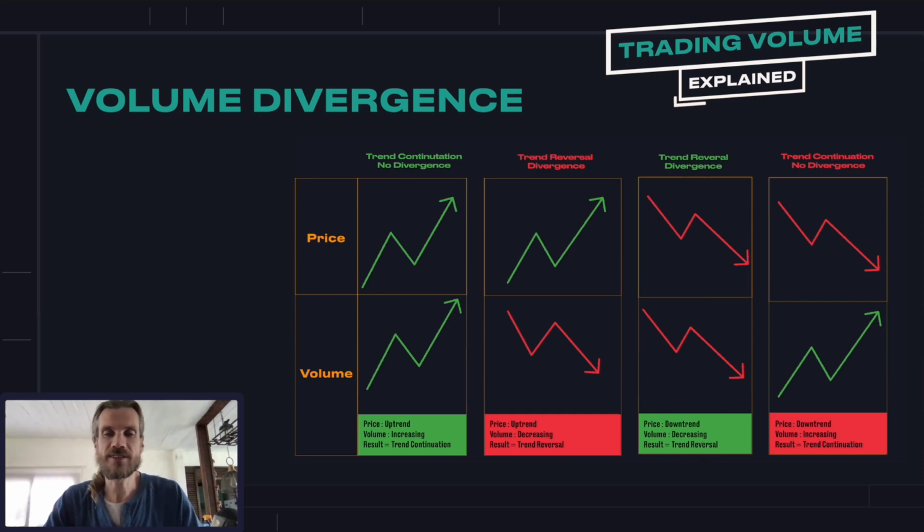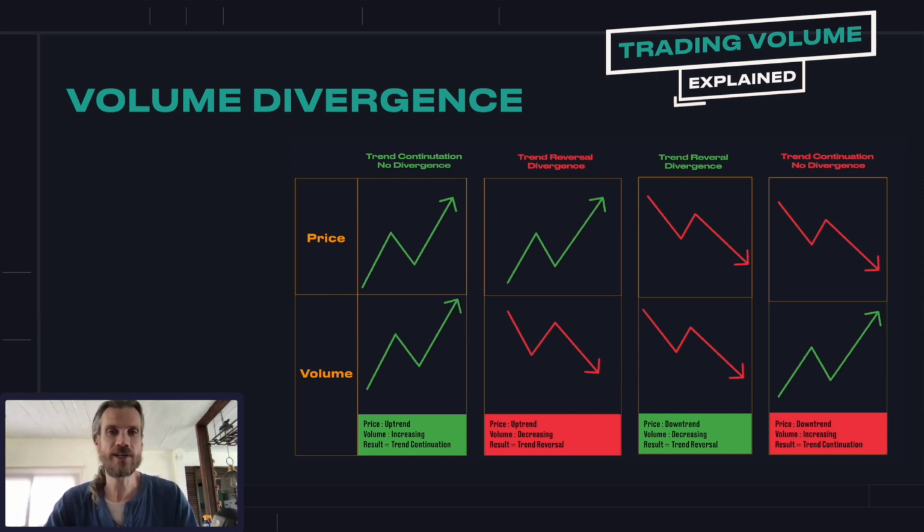If the price action is in a downtrend and the volume is increasing in that downtrend, that again is confirmation that the trend is going to continue because people are selling in increasing amounts. So just being aware of these 4 different combinations can help you spot changes in the price action and trends, which can help you know when to enter a trade or when to exit a trade.